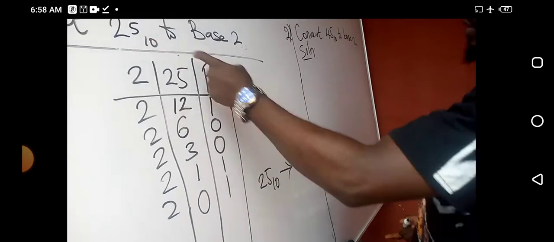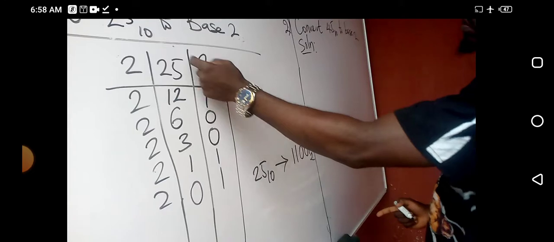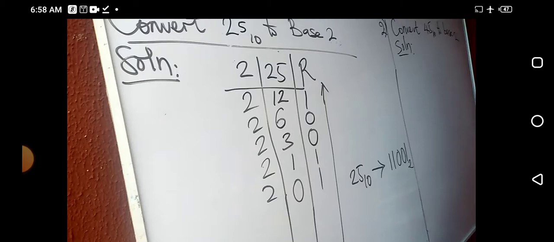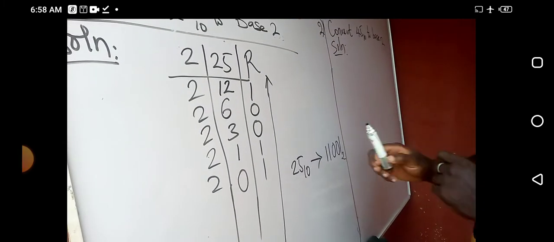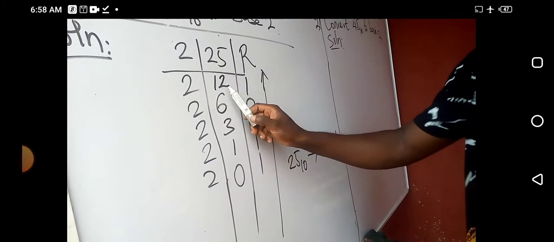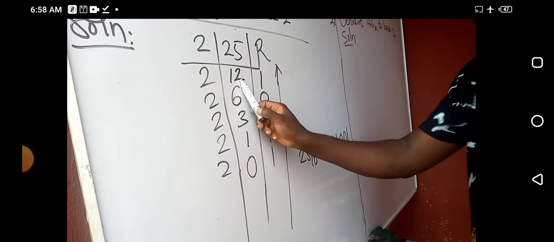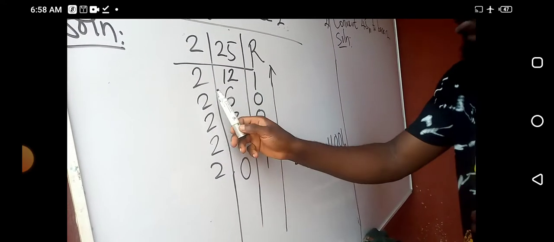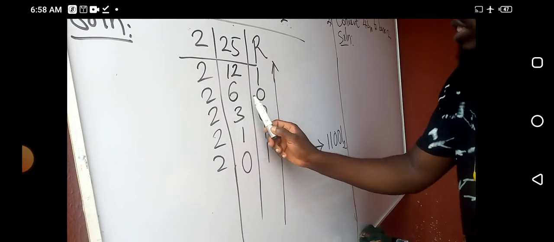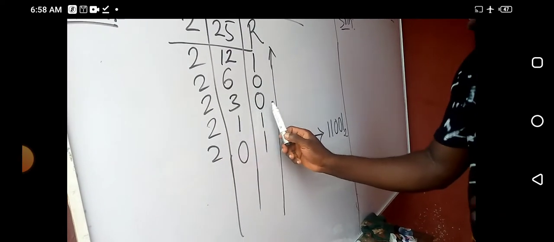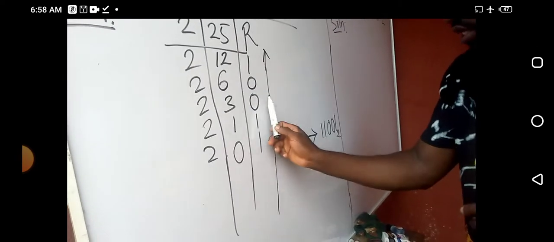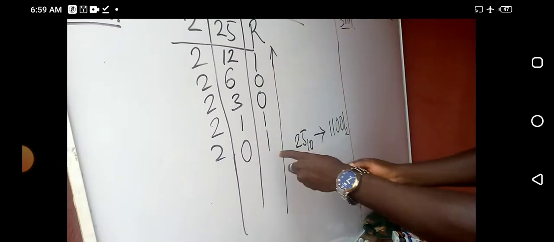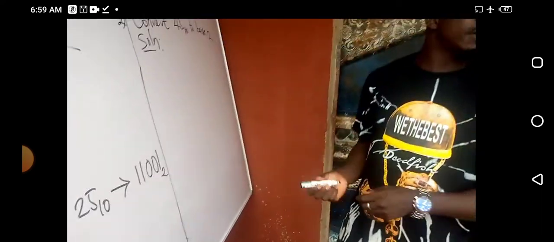Because 25 is in base 10. For further clarification, let me go back and explain more. When you divide 25 by 2, you get 12 remainder 1. When you divide 12 by 2, you get 6 remainder 0. When you divide 6 by 2, you get 3 remainder 0. When you divide 3 by 2, you get 1 remainder 1. And 1 divided by 2 gives 0 remainder 1. Let's solve another example to clarify more.